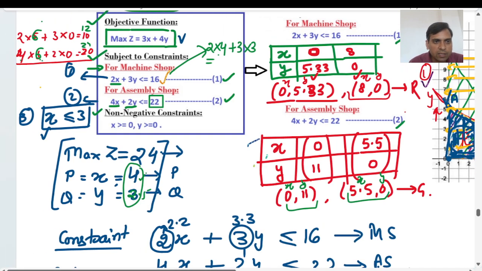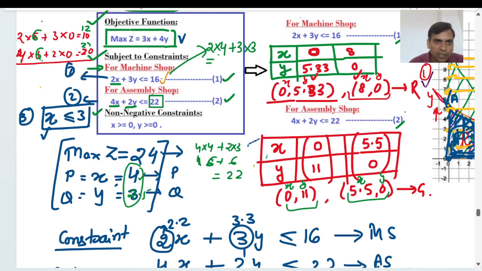So if we are considering 4 for x, so this is 4 into 4, 16, plus this second quantity, 3 into 2, which is 6. This is 16 plus 6, equal to 22. So this means you can utilize 100% of this assembly shop. In that way you can find it for the machine shop also.